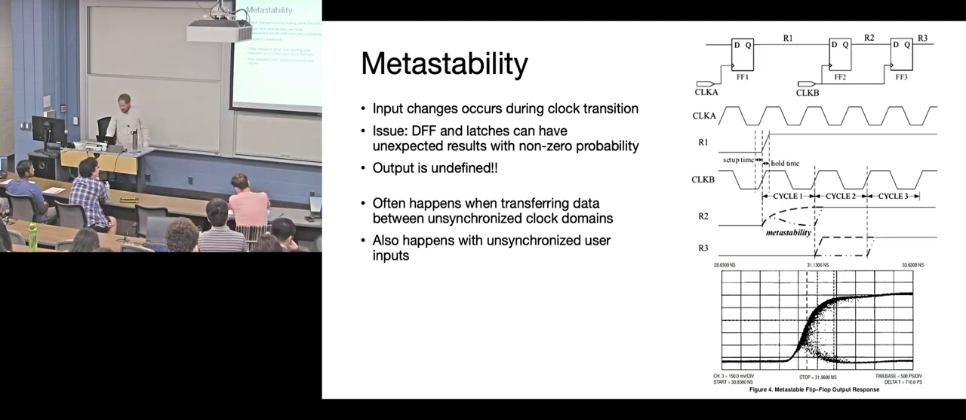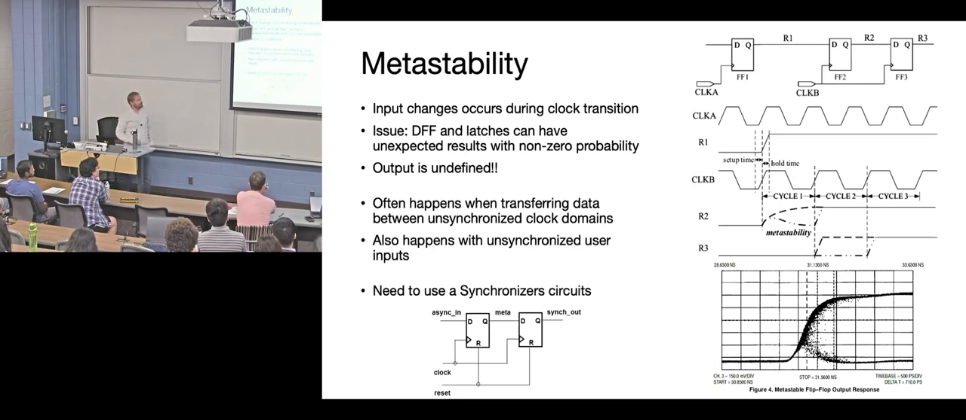And so the way to overcome that is you put multiple D flip-flops. It's called a synchronizer circuit. You just need to know that it exists. You need to know that metastability is an issue, and you need a synchronizer. That's what you need to take away from this. Basically, it takes two clock edges, and you're guaranteed that the value is going to be one or zero.